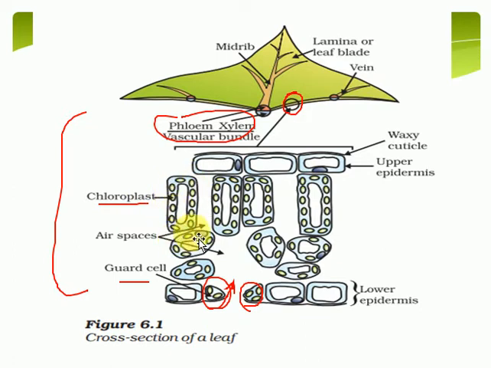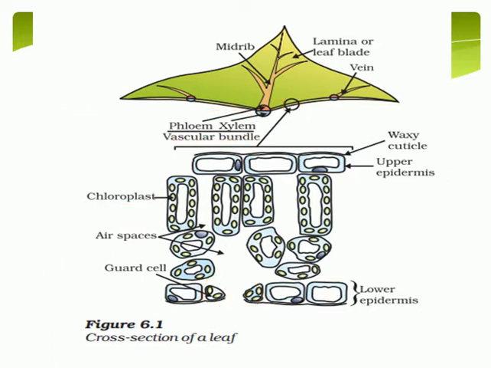Chloroplast is a cell organelle. It is present in the cell of the plant cell, and chloroplast contains chlorophyll. Okay, and there is a waxy cuticle on the surface of the leaf above the upper epidermis. So with this particular diagram, it is clear to you that the chloroplast is the cell organelle which is present in the plant cells, and it contains chlorophyll.